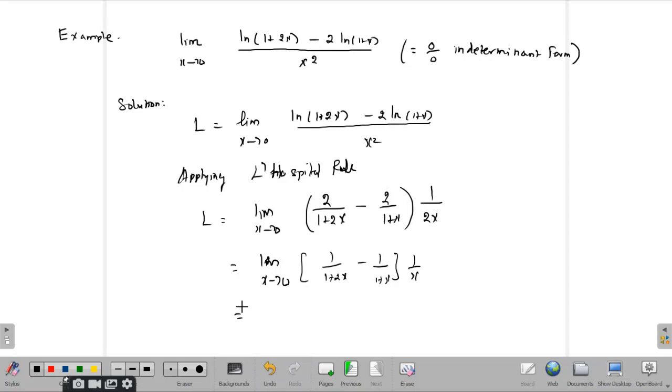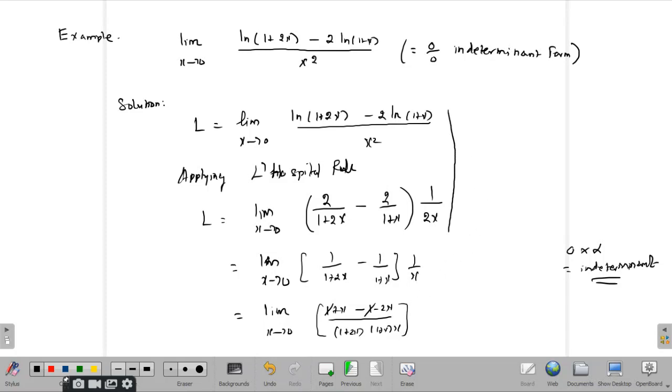If you take the limit, what will come? 1 minus 1 is 0, and then 1 by 0 is not defined, 0 into infinity, indeterminate form. Remember student, 0 into infinity is an indeterminate form. To avoid it, let us simplify. Taking the LCM, 1 plus x minus 1 minus 2x, by 1 plus 2x into 1 plus x, into 1 by x. Then minus 1 plus 1 cancel, minus 2x by x, this x and x also cancel.